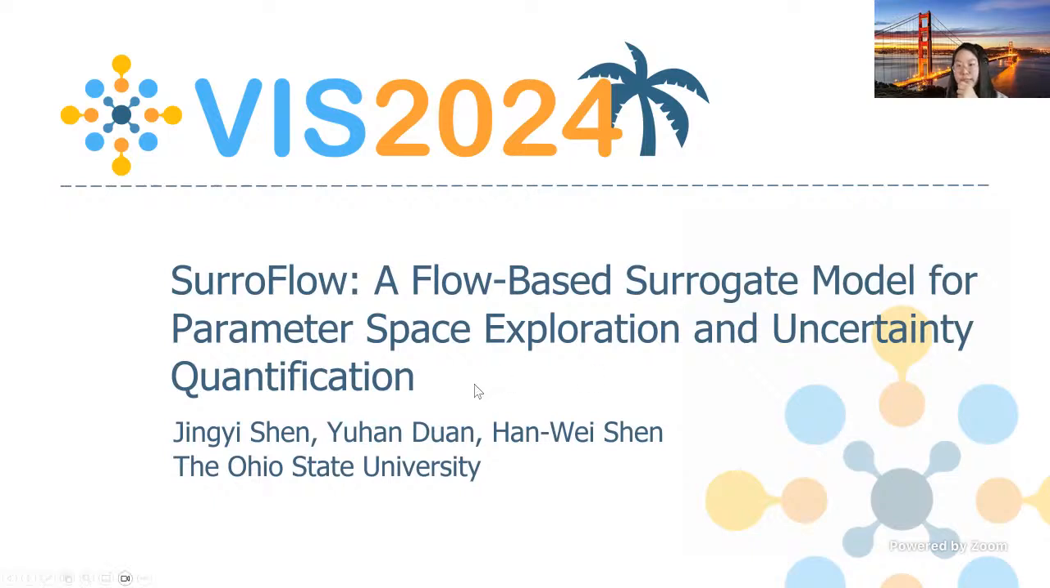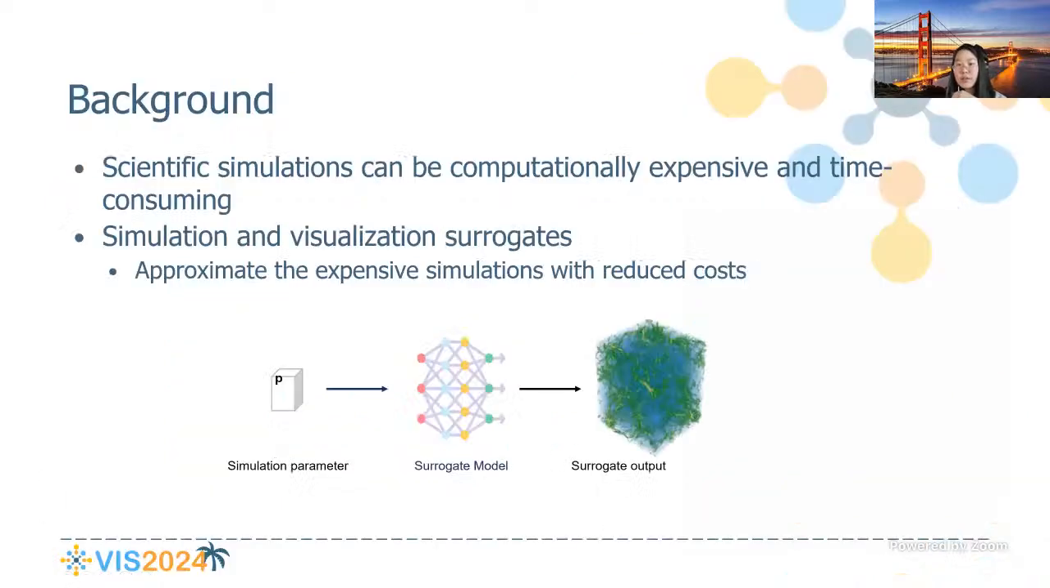Today, I'm going to present our paper, SurroFlow, a flow-based surrogate model for parameter space exploration and uncertainty quantification, which is a joint work among Jingyi Shen, me, and our advisor, Professor Shen. Nowadays, in order to fully study scientific phenomena and analyze the sensitivity of simulation parameters, scientists often need to conduct a sequence of simulations and compare the results generated from different simulation configurations. However, these scientific simulations can be computationally expensive and time-consuming.